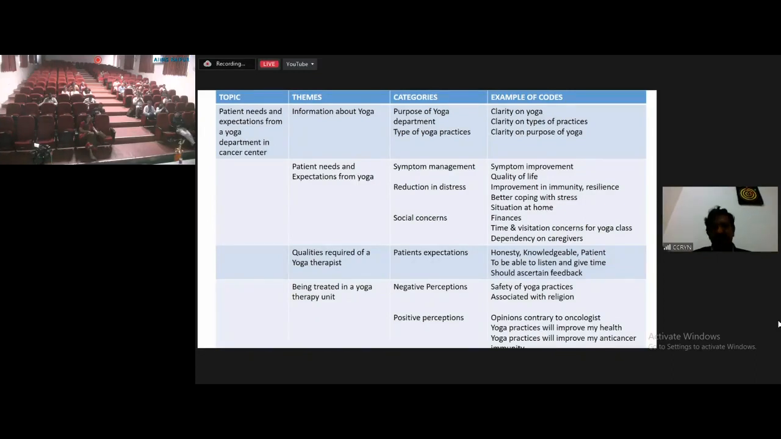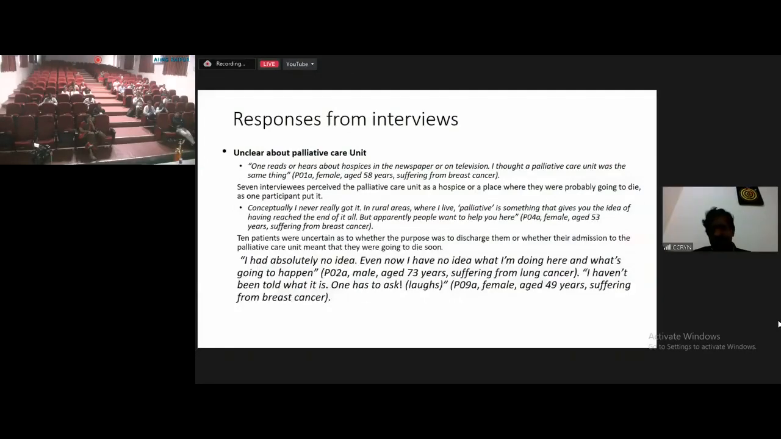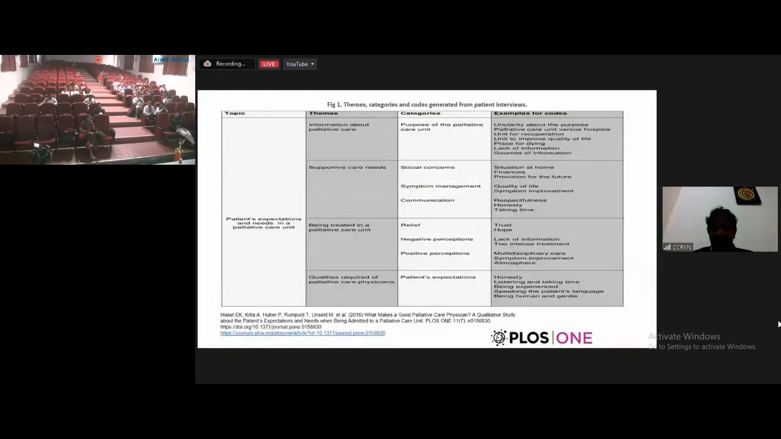Okay, so responses from interviews, like in a palliative care unit. I won't go into details, but the example I want to give is patient expectations and needs in a palliative care unit. Information about palliative care: you need to improve quality of life, but they think it is a place for dying, there is a lack of information and sources of information. They think palliative care is nothing but hospice care. It is very important to allay this fear. Palliative care doesn't mean end of life care alone, doesn't mean hospice care alone. It is very important for us to educate the patient.